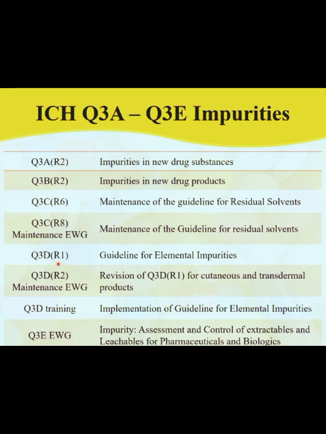And Q3DR1, it deals with guidelines for elemental impurities. And Q3DR2, it deals with revision of Q3DR1 for cutaneous and transdermal products. Next one is Q3D training. It deals with implementation of guidelines for elemental impurities. And finally Q3E EWG, it deals with impurity assessment and control of extractables and leachables for pharmaceuticals and biologicals.